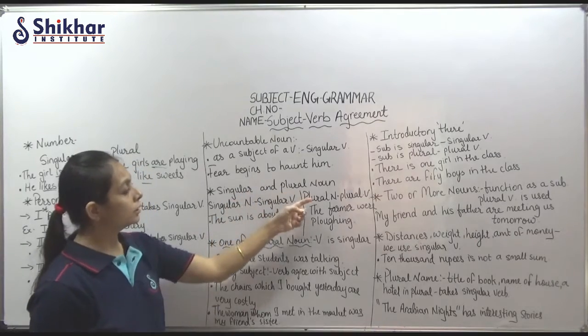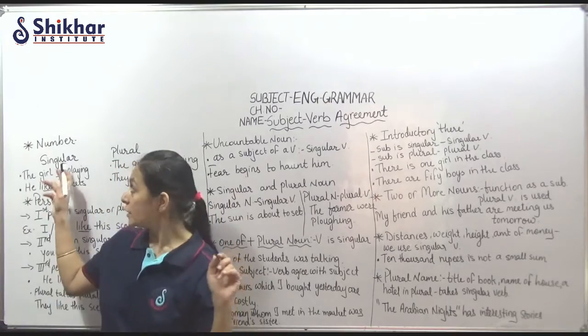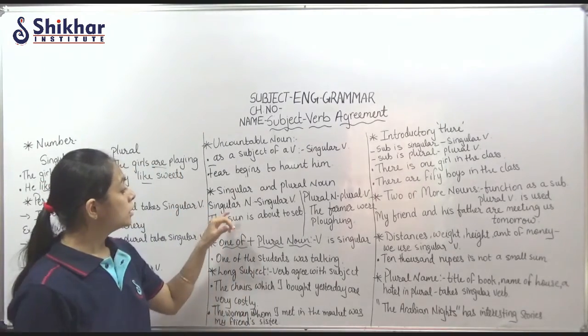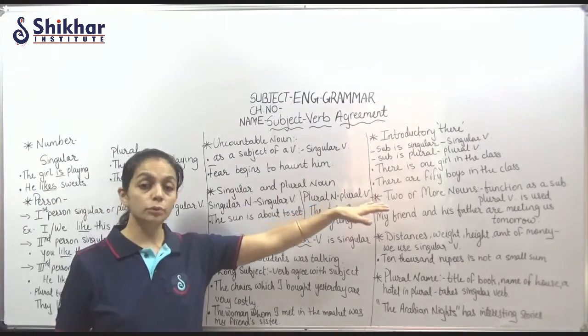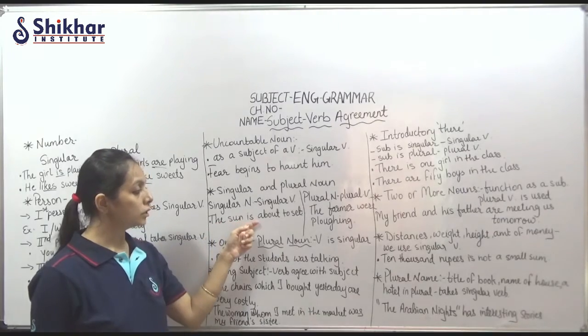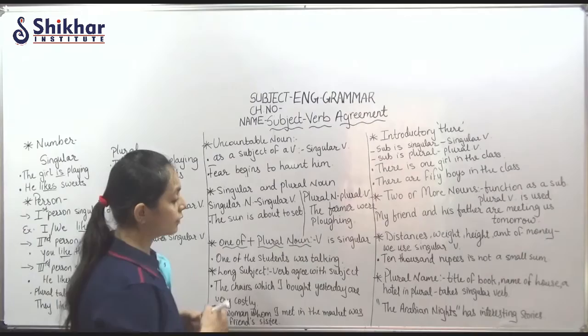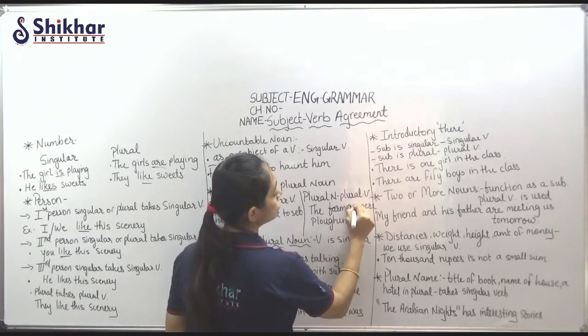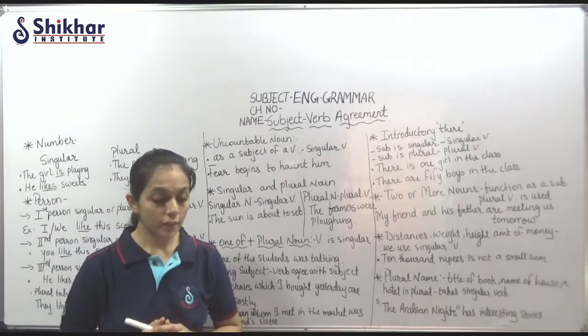Singular and plural nouns: singular noun, singular verb, same as we have seen earlier. First rule, a singular noun takes a singular verb, a plural noun takes a plural verb. The sun is about to set; we are talking about only one sun, so is. The farmers were plowing; farmers is a plural noun, so were plowing.